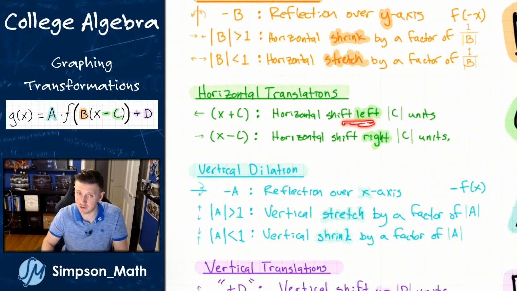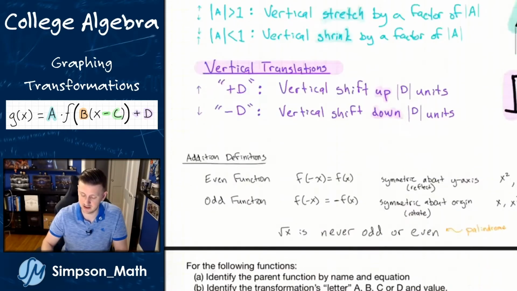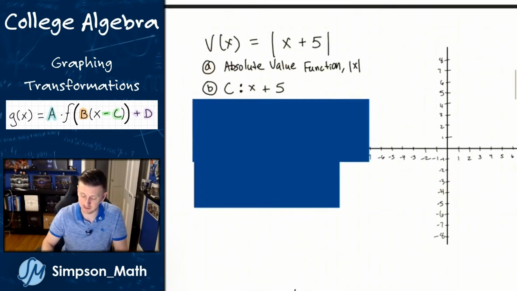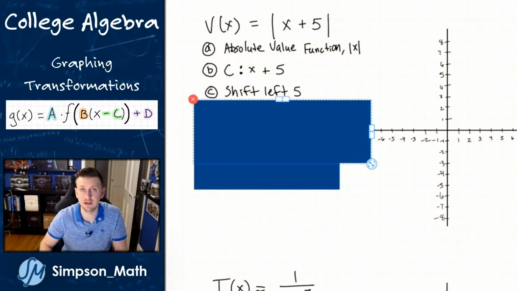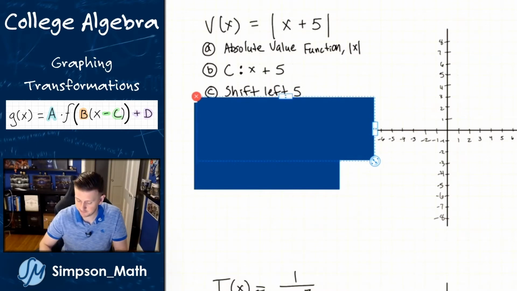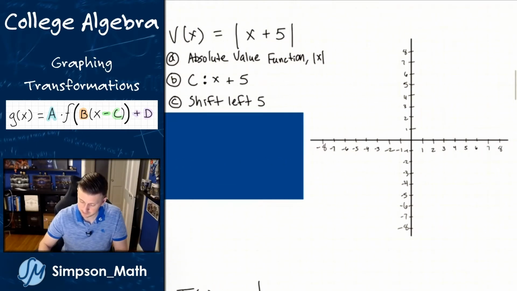Again, that feels backwards, but we talked about that in the last video. Left absolute value of c units. So ignore the signs when we were talking about the number of units. So we're going to be going left 5 units. So then let's graph this.